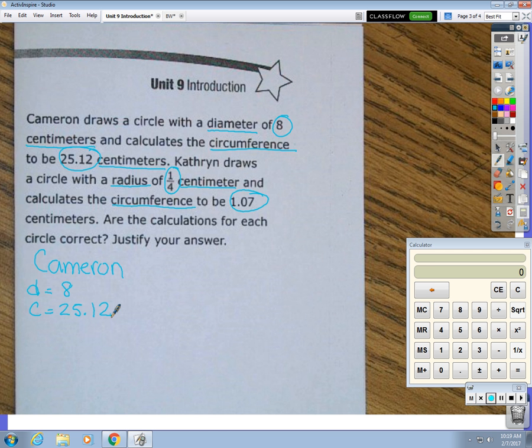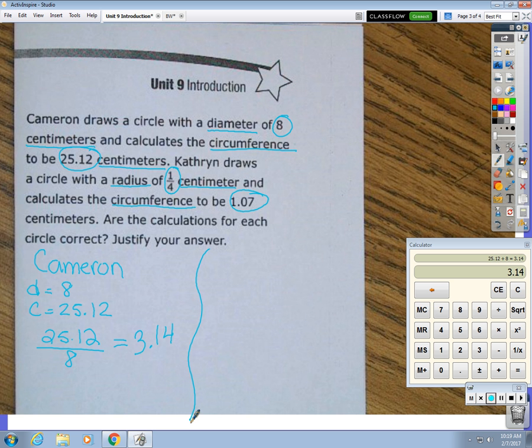So to get pi, we have circumference, which is 25.12, divided by diameter, which is 8. Just like on number 1. We did circumference divided by diameter, and we got pi. That means that was correct. So on Cameron, 25.12 divided by 8 equals pi, 3.14. So do you think that Cameron has the correct measurements? Yes.